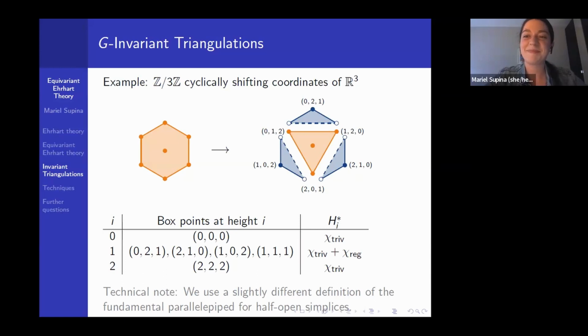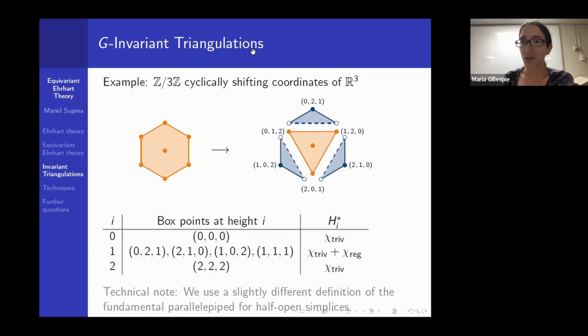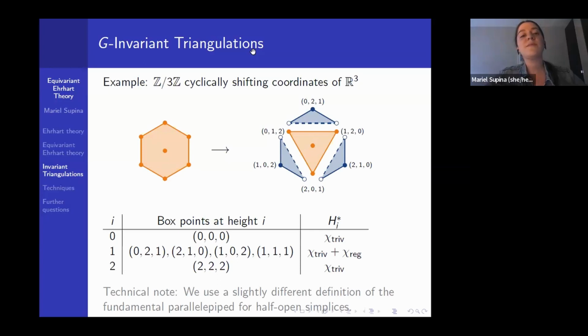To summarize the follow-up discussion, there was some concern that regular polygons would not be lattice polygons in general, and so you couldn't even talk about their equivariant Ehrhart theory. Yeah, so I don't know. If other people want to raise their hand and ask questions, please do so.